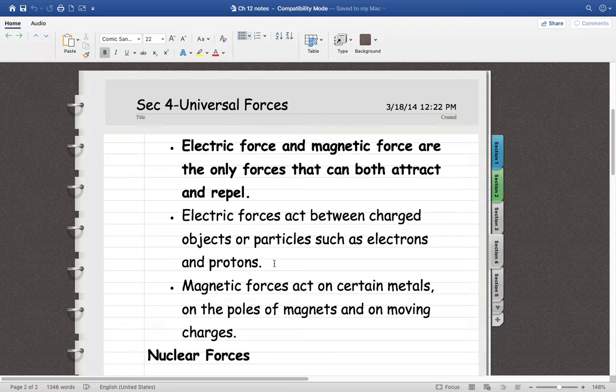Same thing with magnetic forces. On certain metals, they have poles of magnets and are moving charges. So you have a north pole or a south pole of a magnet. South and south are going to repel, north and north are going to repel. It's like when you played with your Thomas the Train that had the little magnets on the end of it. If you put the 2 heads together, they are repelled. If you put a head and a tail together, they're attracted. So electromagnetic forces, electric forces and magnetic forces, are the only ones that can both attract and repel.